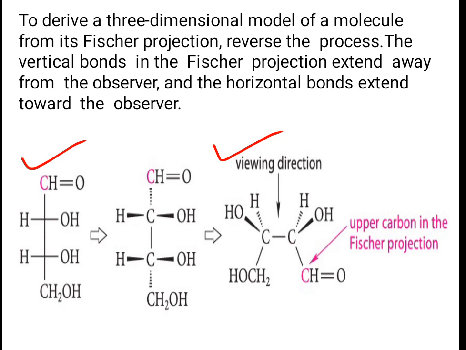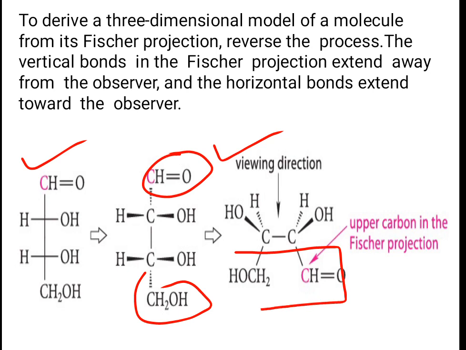This vertical bond, this one and this one, will be away from the observer. These two, which are away from the observer, you are viewing this molecule from this side, and the horizontal bonds, these are towards the observer. That means here one is in the front, another is in the back, but these two are on the upside from which you are viewing this molecule.